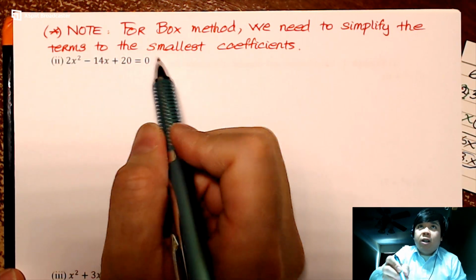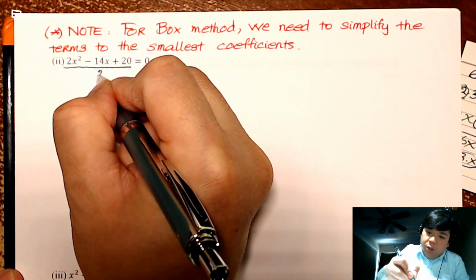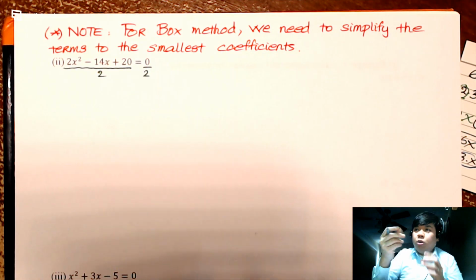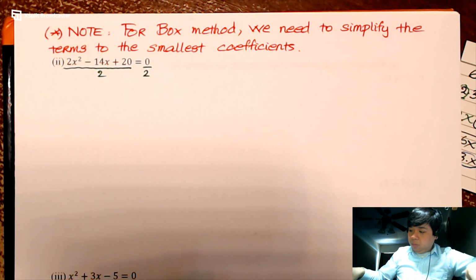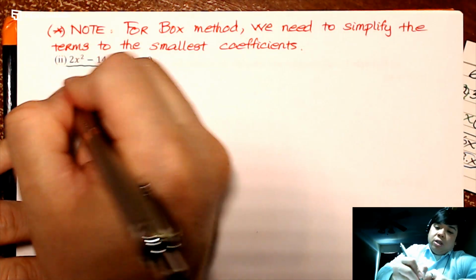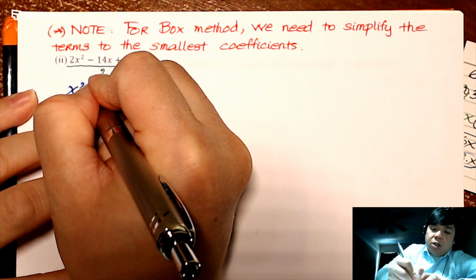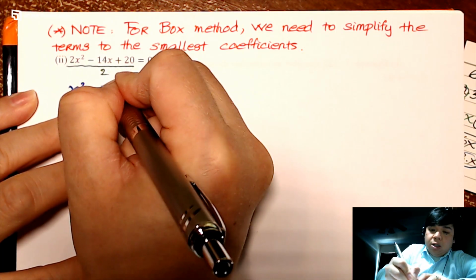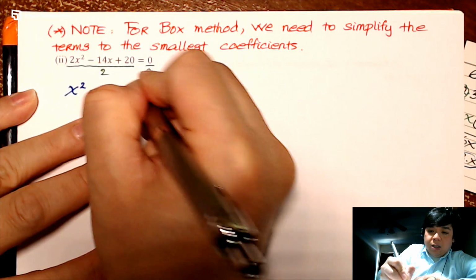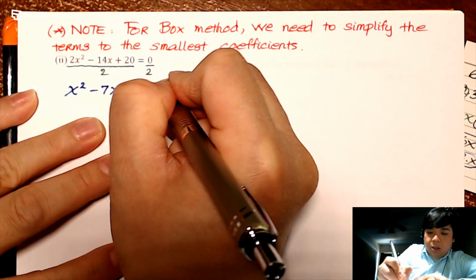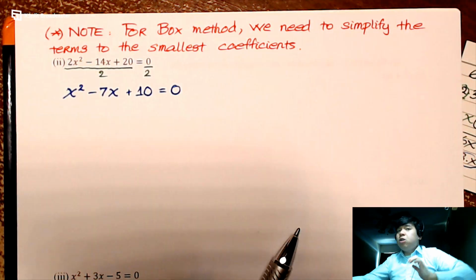So this particular problem is possible. All of them are even. So why don't we divide everything by 2? So the problem reduces to much smaller terms. 2 divided by 2 is 1, so we just have x squared. Negative 14 divided by 2 is negative 7. And 20 divided by 2 is 10. So we have that.